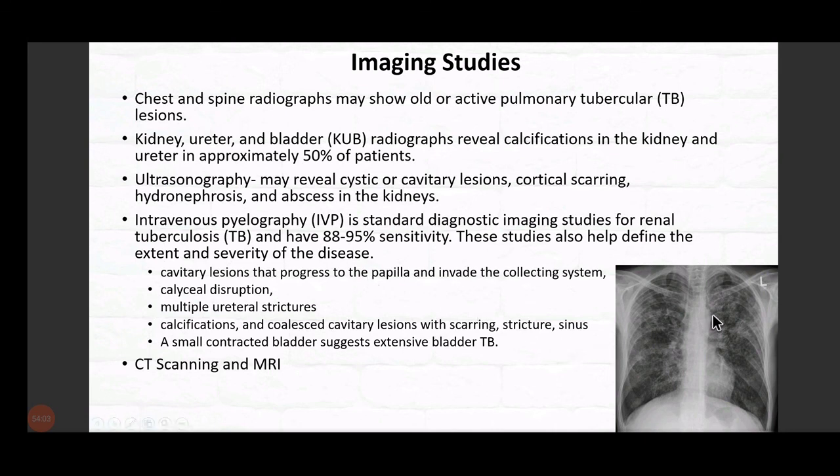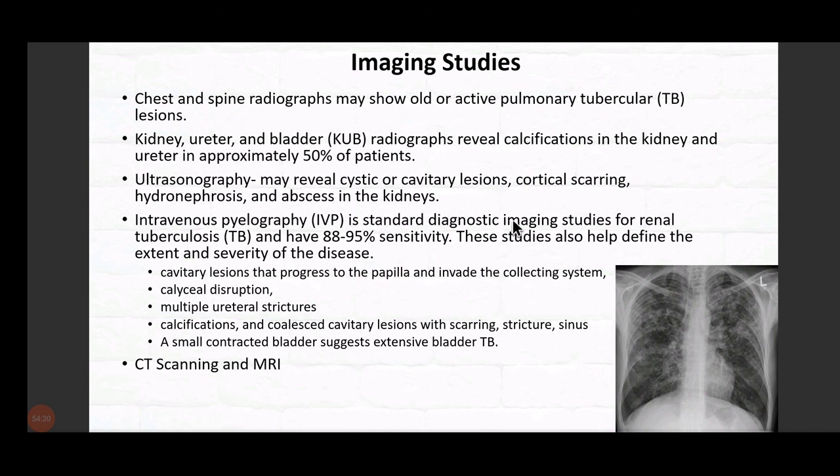Imaging study, you will get a chest X-ray, you may see the sequelae of the disease like fibrotic changes, or it may be active disease like miliary tuberculosis here. And whatever the lesions which have healed in the kidney, the calcifications may be present. Ultrasonography, you may find cavitated lesions in the kidney. You may find a deformed kidney. You may find hydronephrosis, scarring.